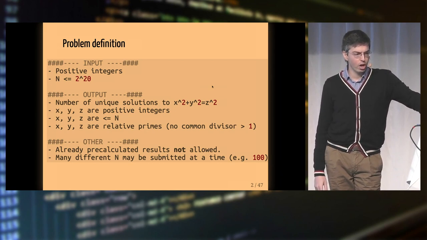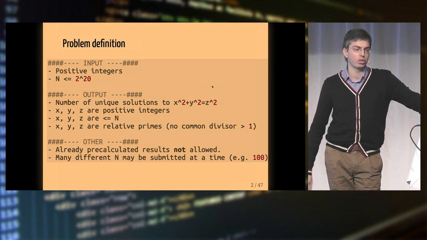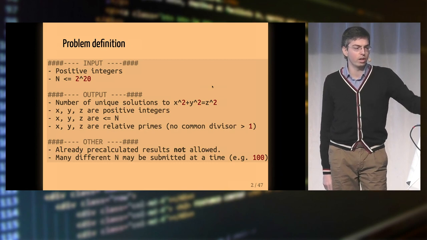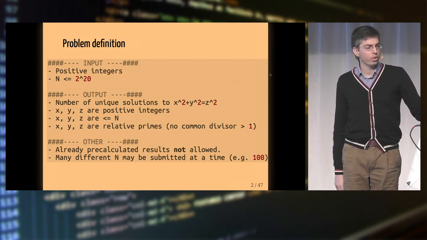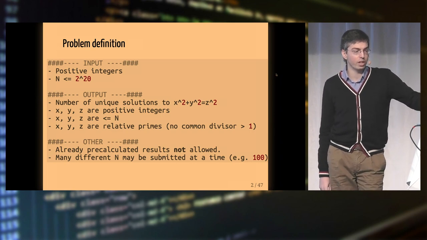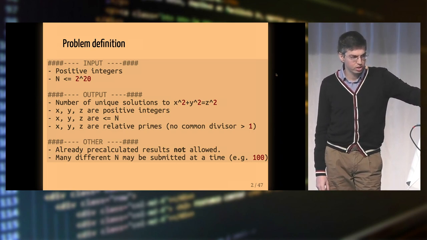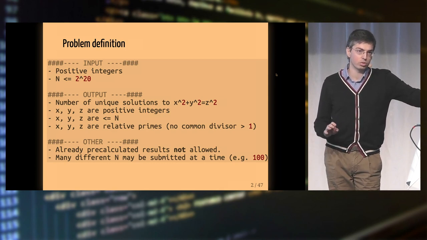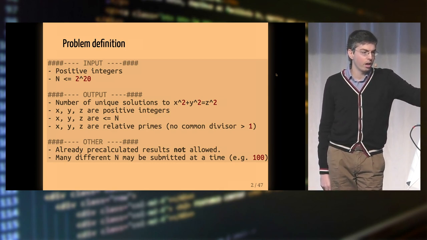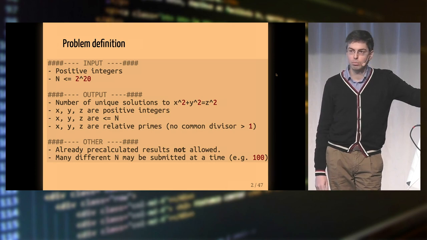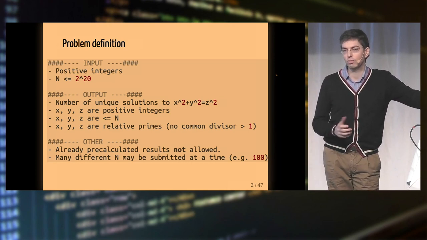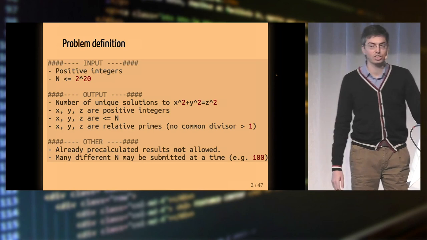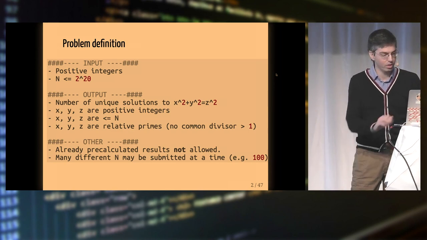And the restriction for the output is that it must fulfill this equation, x squared plus y squared equals z squared, with the initial restrictions that x, y, and z must be positive integers, x, y, and z must not be bigger than n, and also x, y, and z are relatively prime. This means that there is no common divisor for the three of them. Also, I'm not just going to read the pre-calculated results from a file and print them. This is not the sort of optimization I'm going to show today.